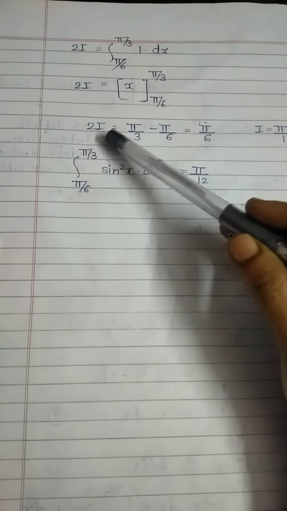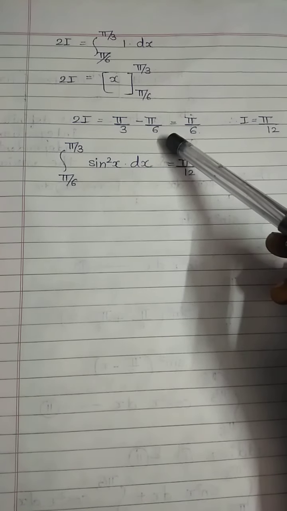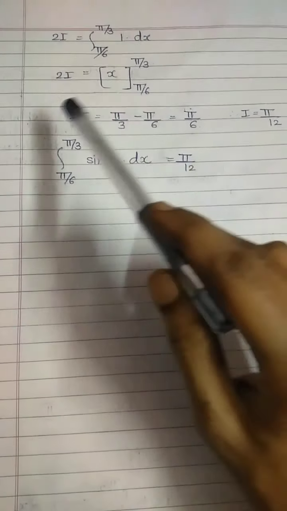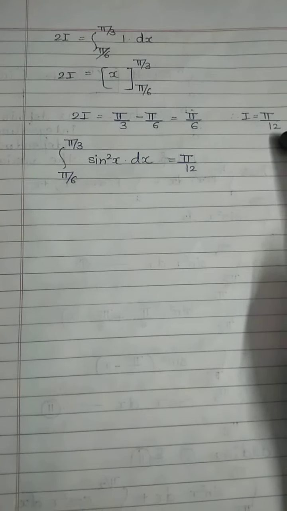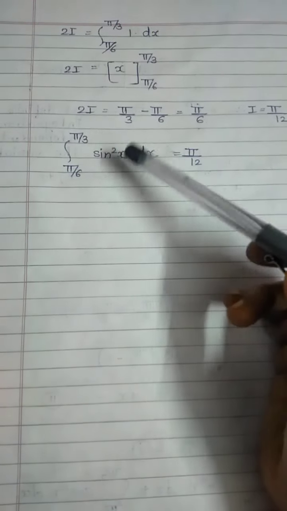Now applying the limit, upper limit minus lower limit. So we will get 2I is equal to pi by 3 minus pi by 6 plus pi by 3 minus pi by 6. Now after simplification of this, we will get pi by 6. So shifting this 2 to this side, the value of I will be pi by 12. So we can say that integration of pi by 6 to pi by 3 sin square x dx is equal to pi by 12.